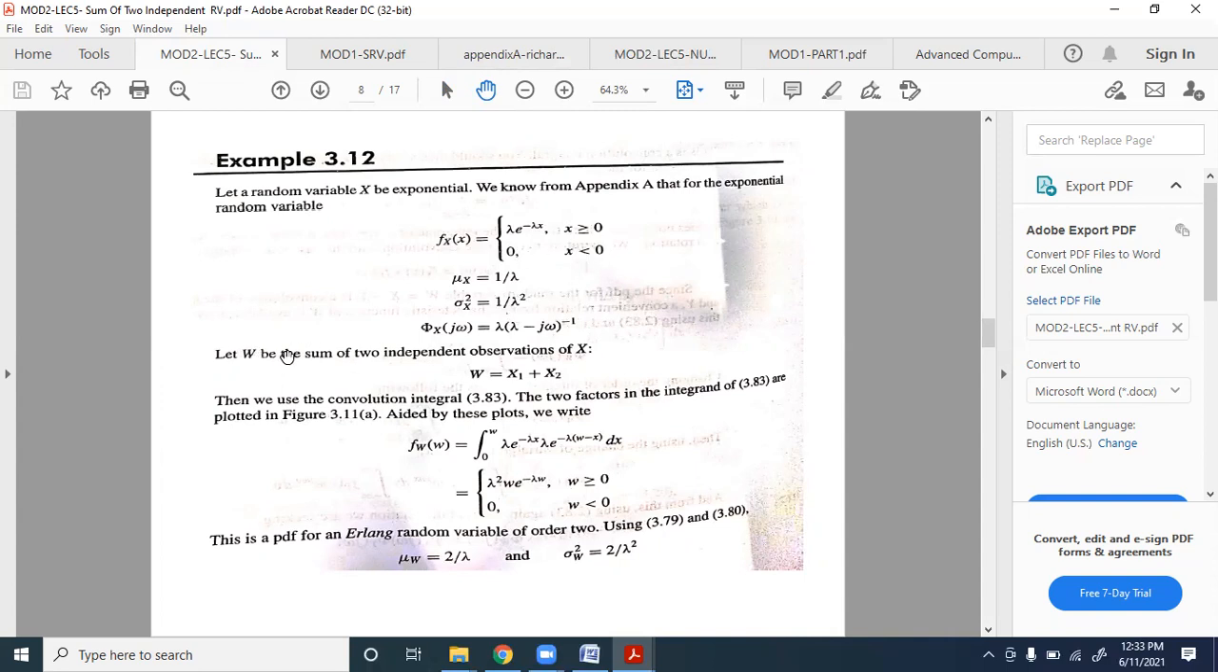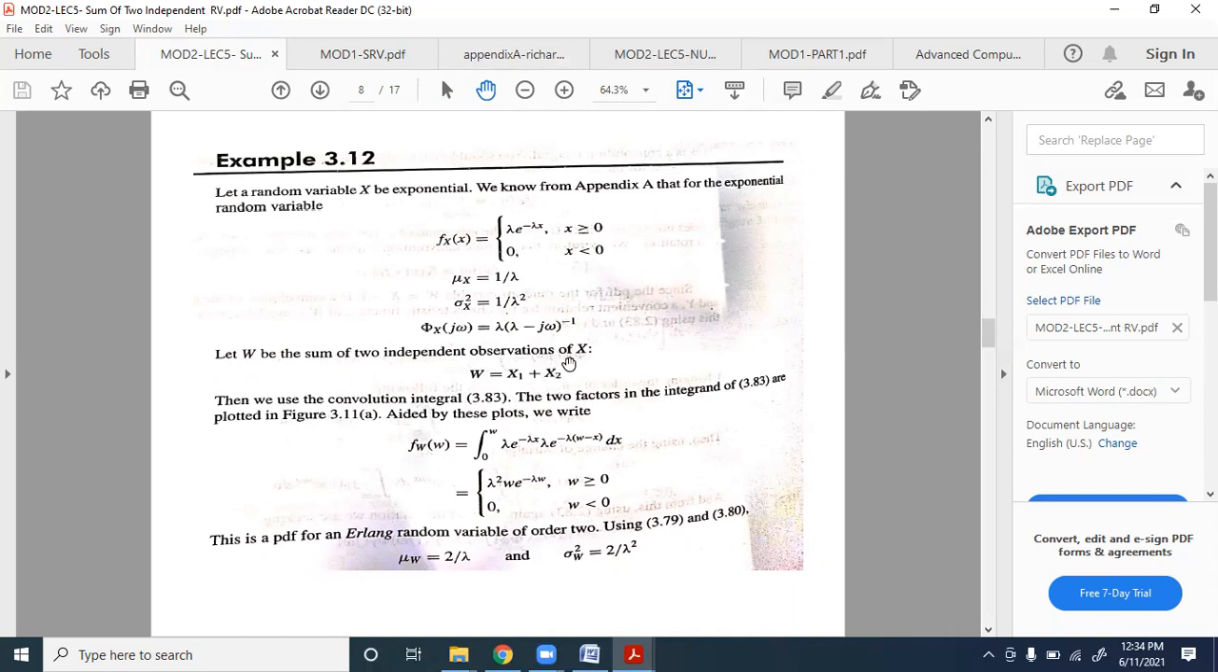Now, if we consider W to be a sum of two independent observations of x, which are x1 and x2, then W is equal to x1 plus x2. Then we use the convolution integral for these two. That means the characteristic function for W is equal to the characteristic function of x1 multiplied by the characteristic function of x2.